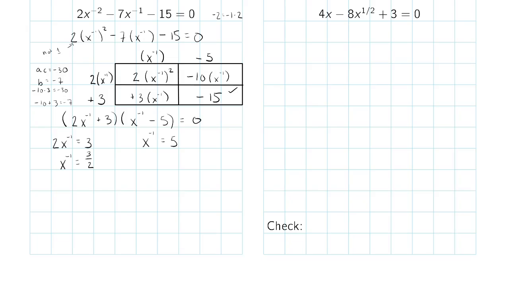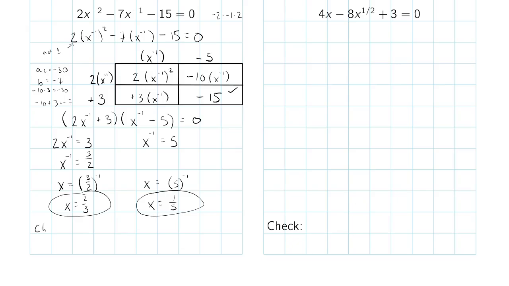So if this were a polynomial, I'd be done now. Instead, I need to get rid of that -1 power. Reciprocal of -1 is just another -1. So I'll have x is 3/2 to the -1, x is 2/3, or x is 5 to the -1, x is 1/5. Negative powers are defined as long as I'm not taking negative powers of 0. Neither one of these numbers is 0, so I don't have any domain concerns.